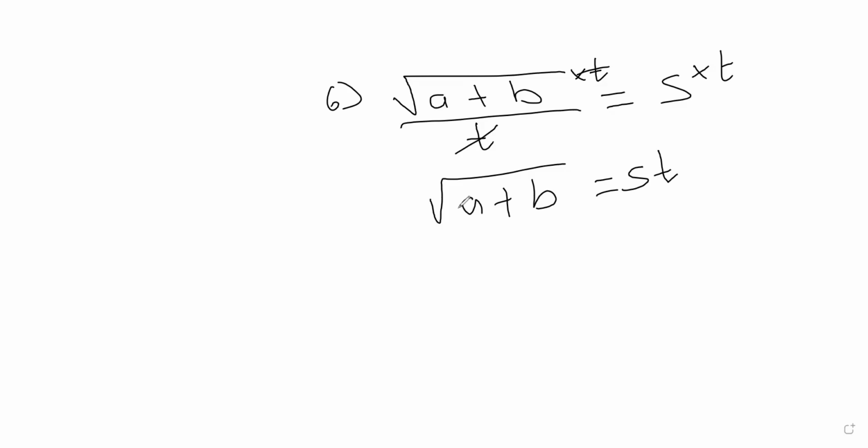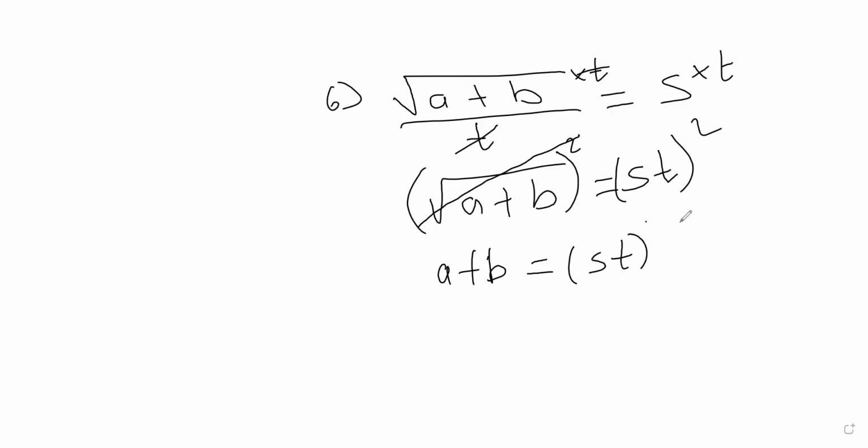Okay, so to get rid of the square root, we said you multiply both sides. I think we're going to multiply both sides by the squared. We put them in brackets and then we say squared both sides. That is correct. So when you multiply both sides by the squared, you are simply cancelling this square root. And then you have a plus b is equal to st to the power of 2.